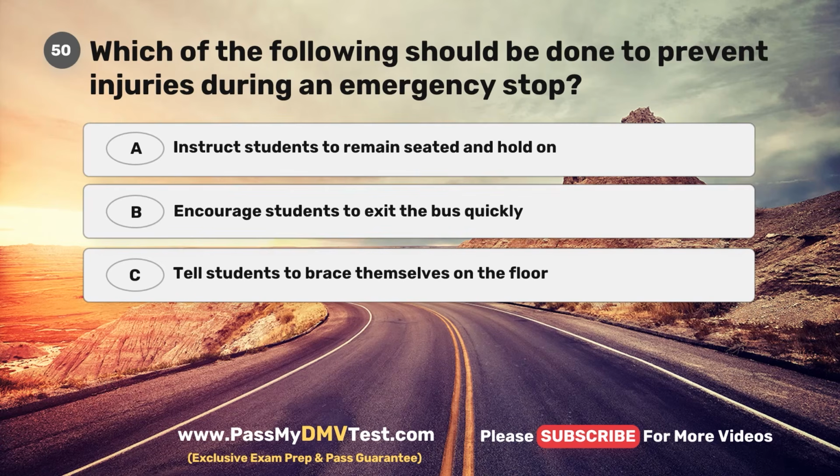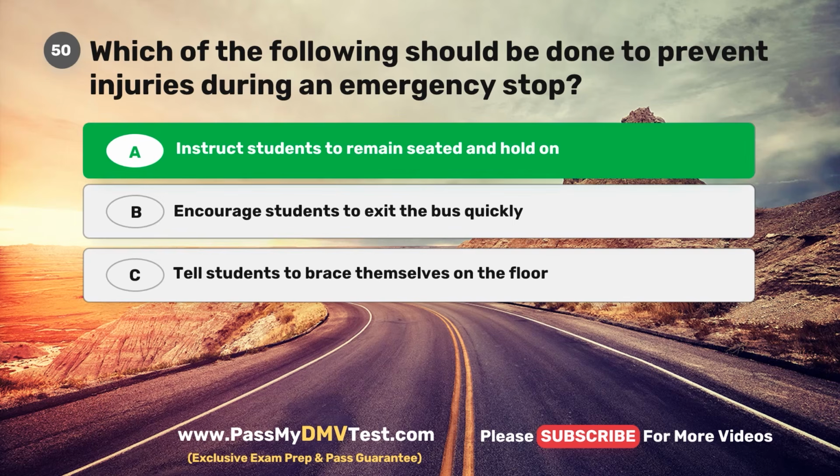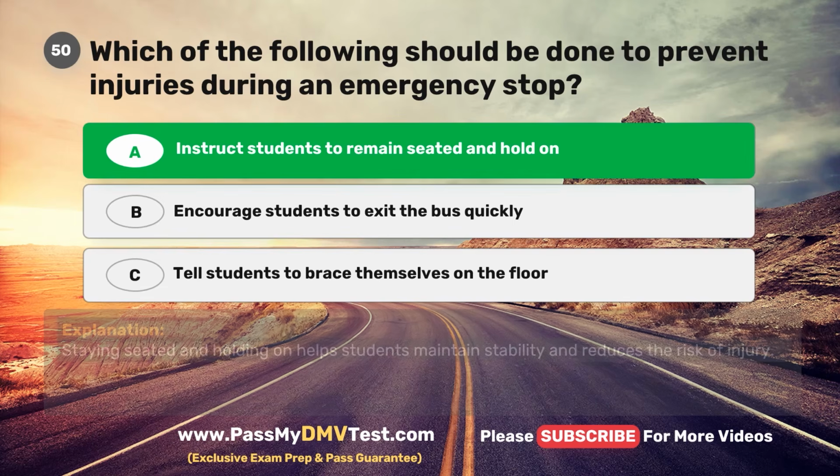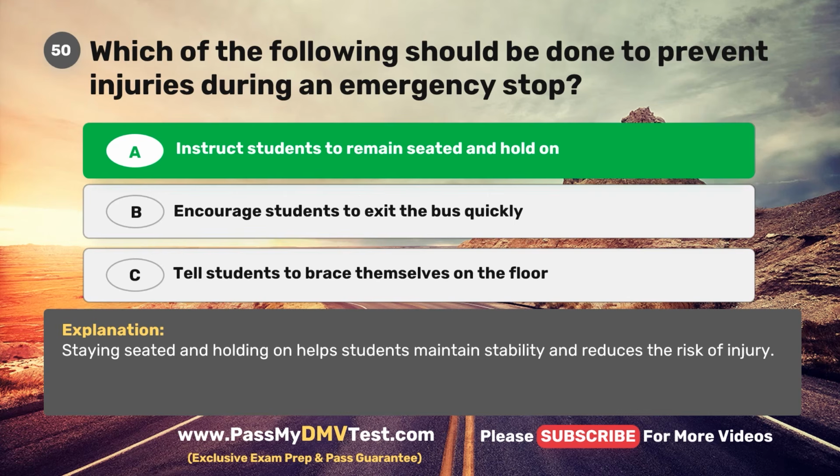Question 50. Which of the following should be done to prevent injuries during an emergency stop? A. Instruct students to remain seated and hold on. B. Encourage students to exit the bus quickly. C. Tell students to brace themselves on the floor. The correct answer is A. Instruct students to remain seated and hold on. Staying seated and holding on helps students maintain stability and reduces the risk of injury.